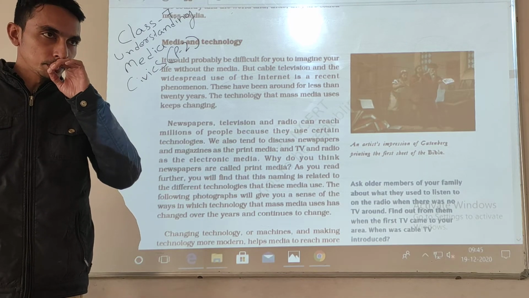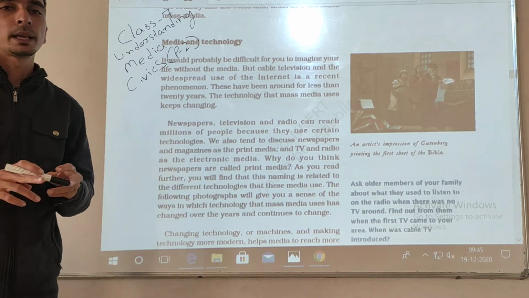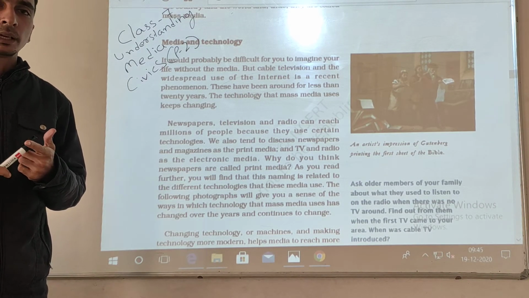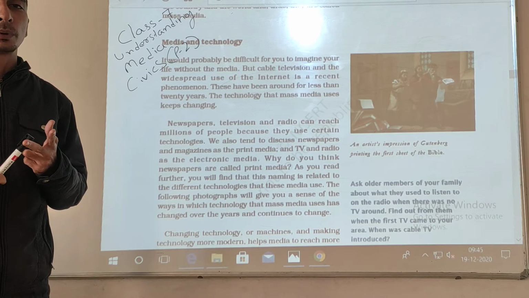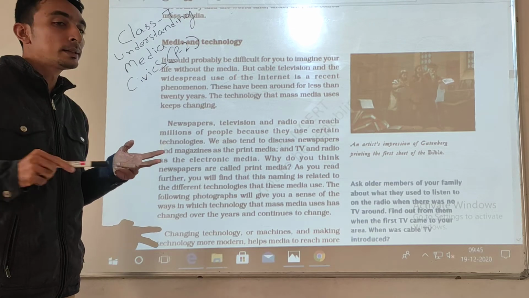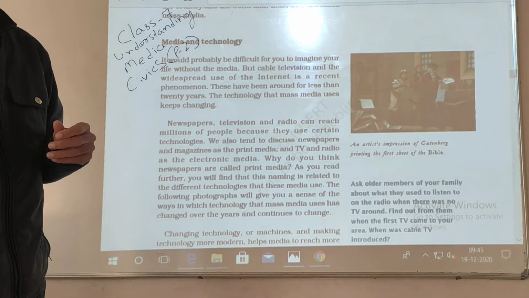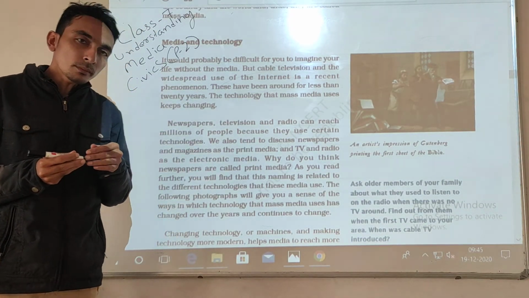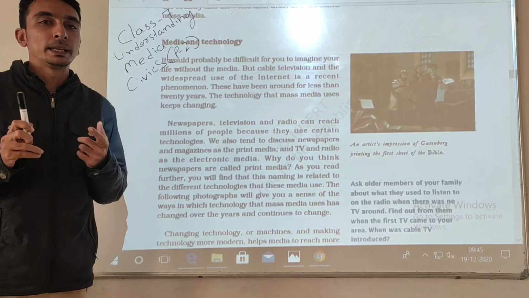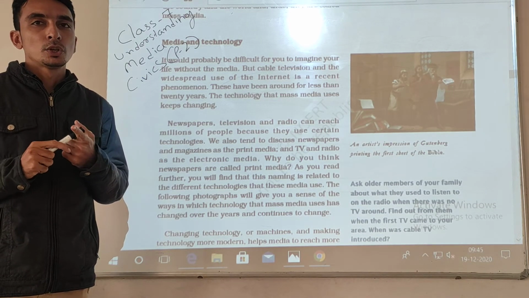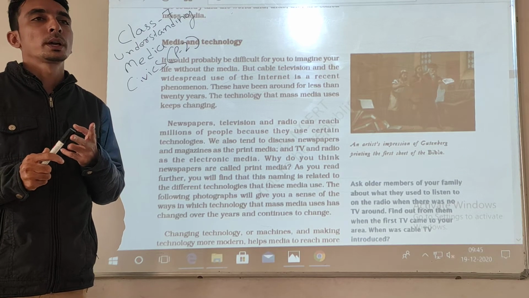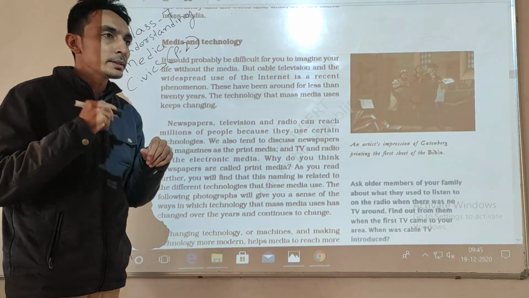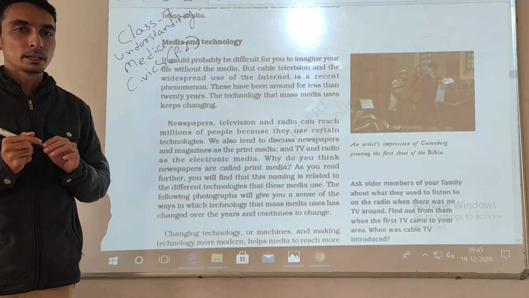As I told you, let me repeat once again that electronic media, mobile, TV, radio, computer, laptop, internet, all are considered electronic media, as these devices, these gadgets require electronics. Whereas print media: newspaper, magazine, journal, books, or anything which is printed on paper, is considered a print media.